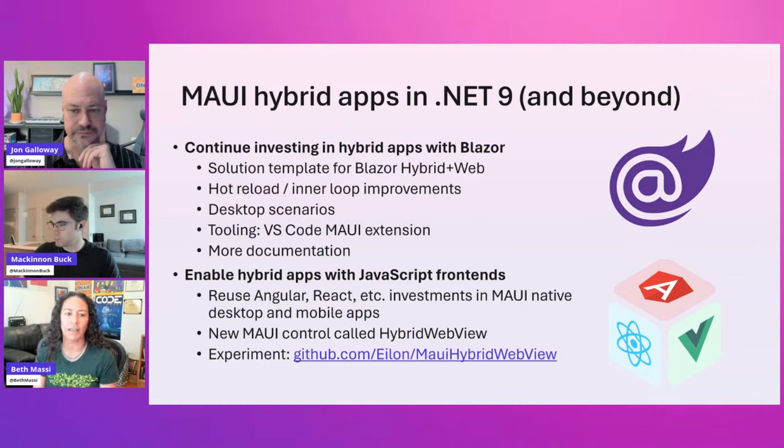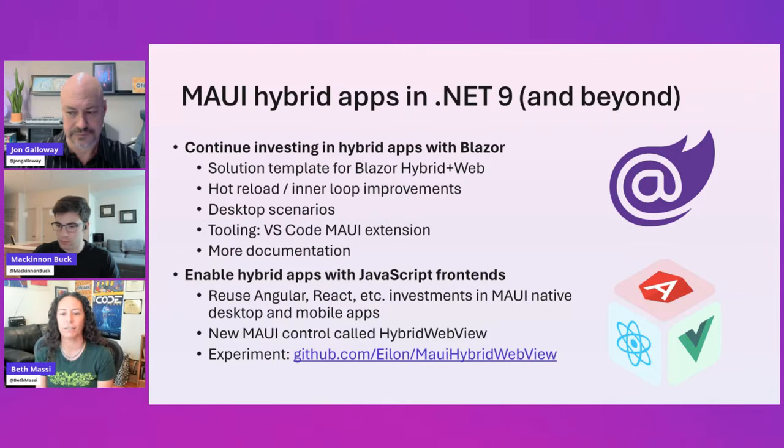But we also are trying to enable hybrid apps with JavaScript front ends, so that you could reuse any Angular, React, Vue, these kinds of JavaScript frameworks you might already have investments in for your business, and be able to realize that through a hybrid web view. So we've got an experiment running. Alon Lipton is one of the principal engineers on the MAUI team that does everything web view. He's the web view guy. He does all the Blazor stuff as well as this MAUI hybrid web view that we really want to get in the box. So give it a shot. We've been getting a lot of good feedback on that. I'm not going to talk about that today, but just so you know, this is where MAUI hybrid apps are headed.